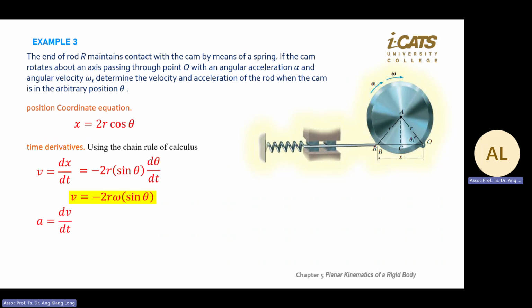So acceleration also same, dv dt. You have two unknowns here. R is fixed. So omega is changed, theta is changed. So you do the chain rules again. R is constant, so 2r is constant. You have the u and v here. So you actually differentiating the u and v. Chain rules again. It's a lengthy process. So you get minus 2r bracket d omega dt sine theta minus 2r omega sine theta d theta.